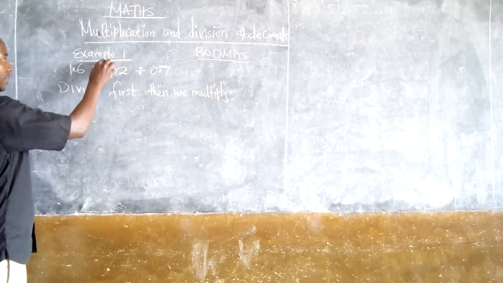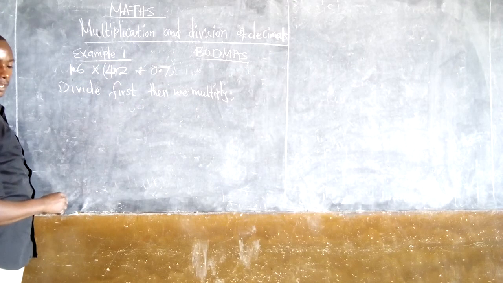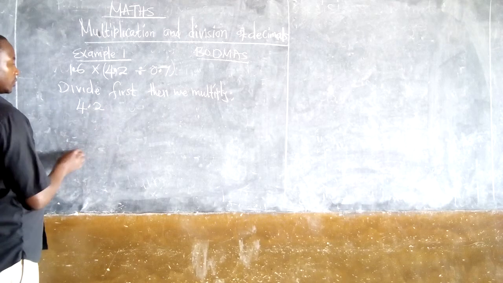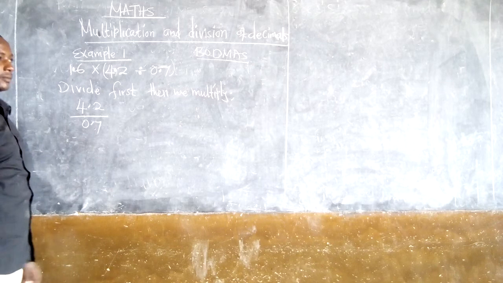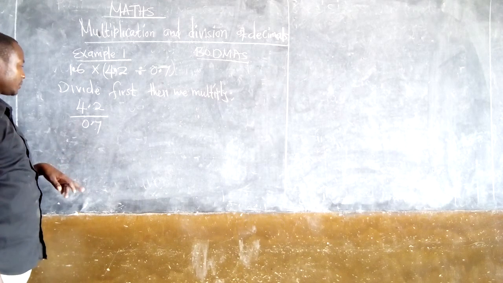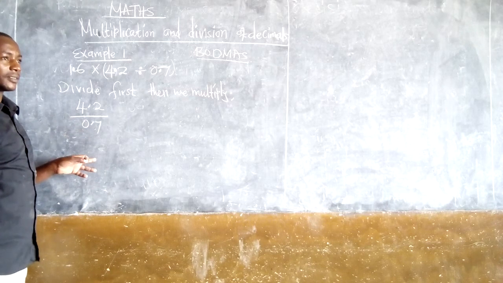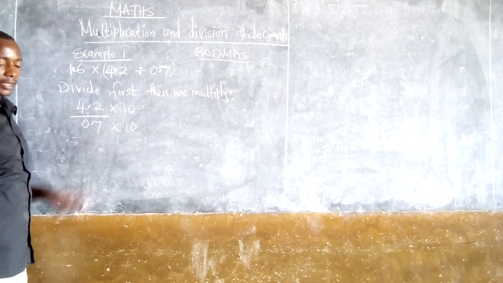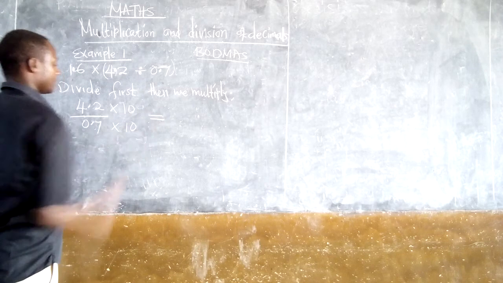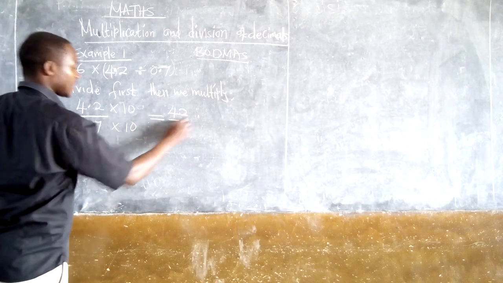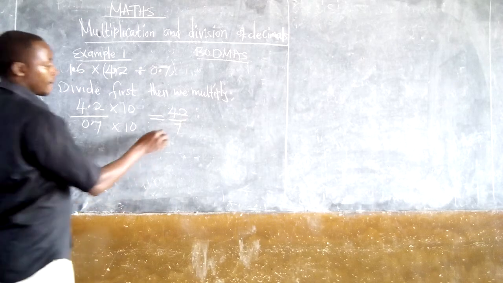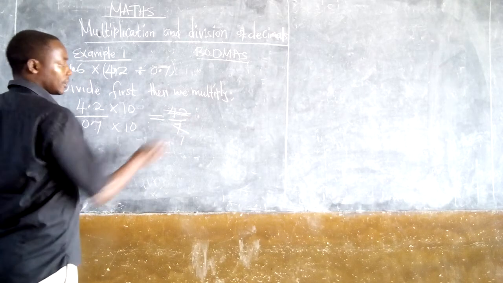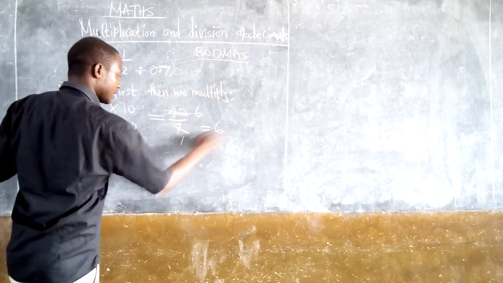So from there, we are going to take 4.2 and divide by 0.7. We can rewrite these numbers, or we multiply by 10 to remove the decimal, so that we have 42 over 7. Dividing 42 by 7, we get 6.